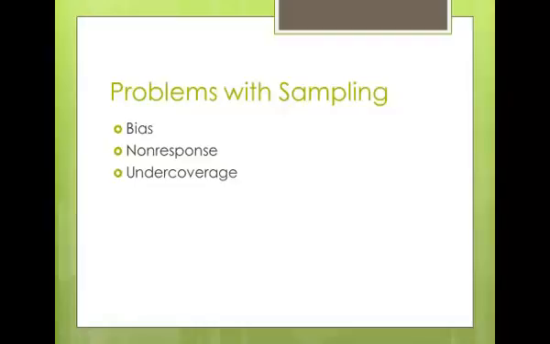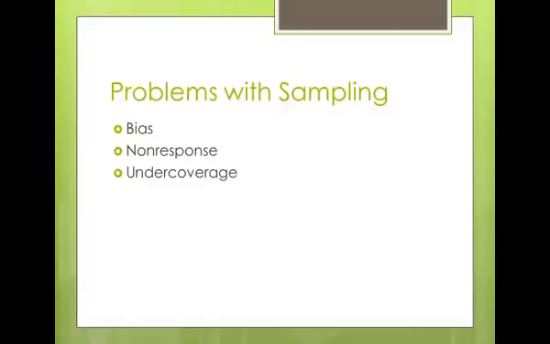Now the other problem that you can come up with is called undercoverage. Now what's undercoverage? Undercoverage means that you don't hit everybody in the population because you couldn't find them, or you didn't know they were out there, or something like that. That happens a lot, especially when you're dealing with a very large population. So think of dealing with the population of the United States.